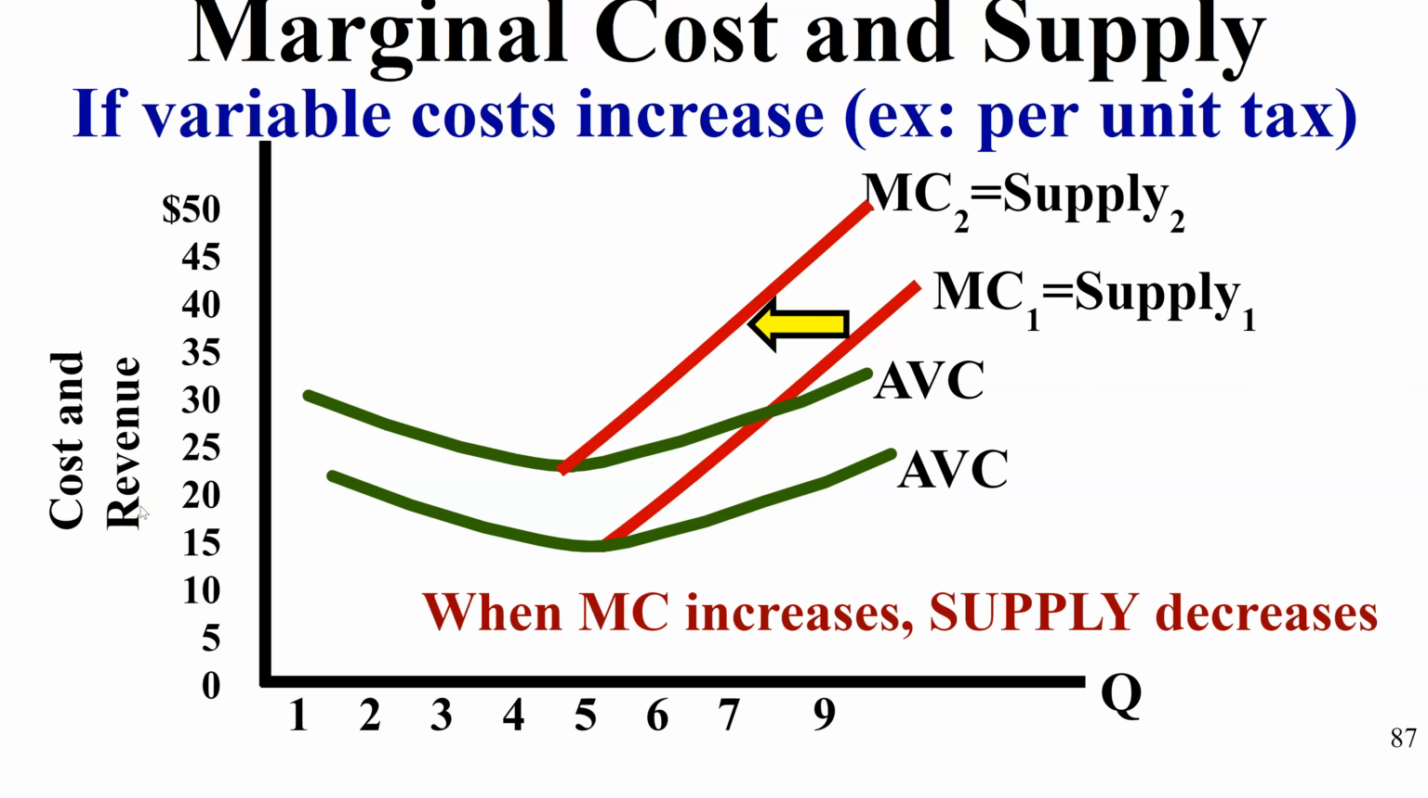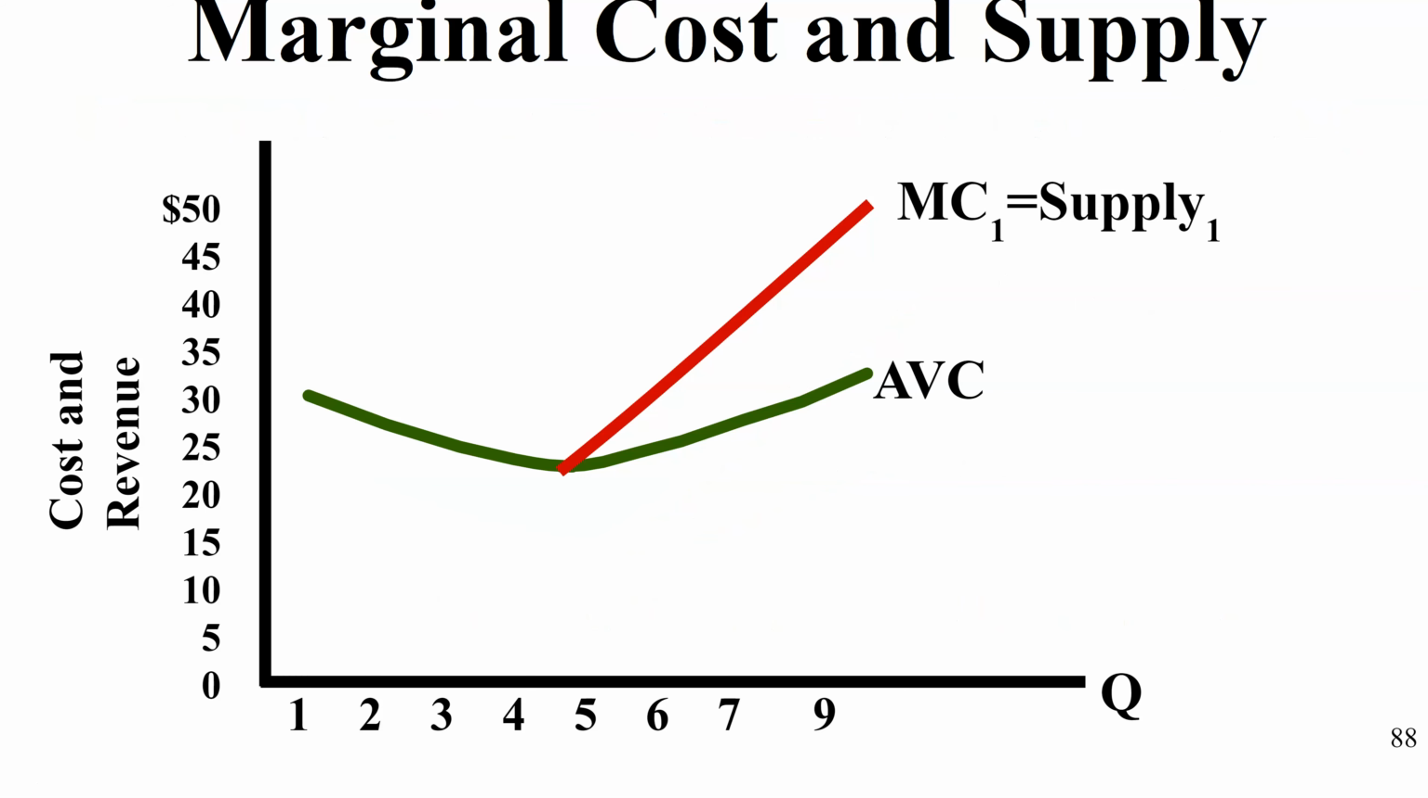So when you see the per unit tax imposed, marginal cost is increasing here and supply is decreasing. We're going to produce less of it. Why? Because it's more expensive and costing more as a result of the tax. So that's what we see here. So supply is actually dropping in that case.